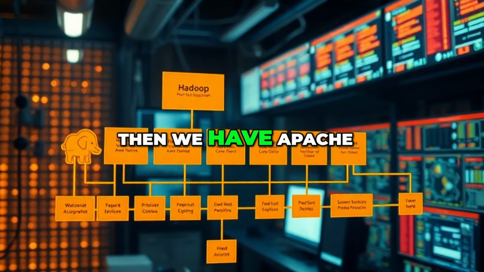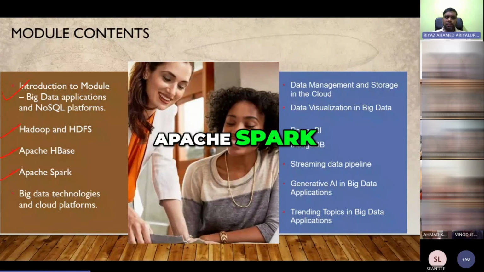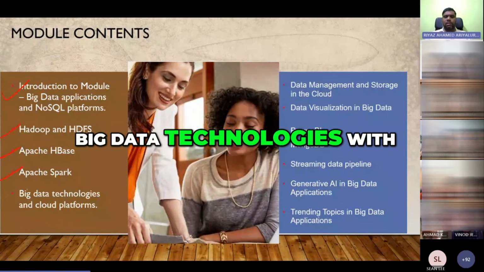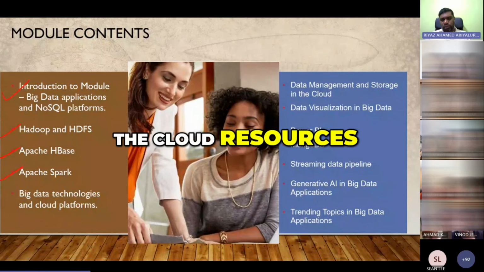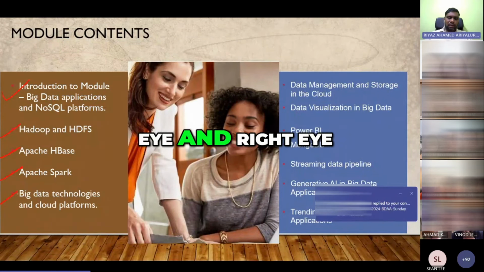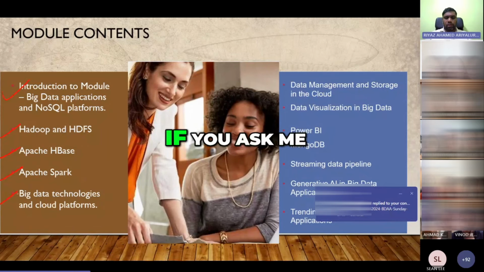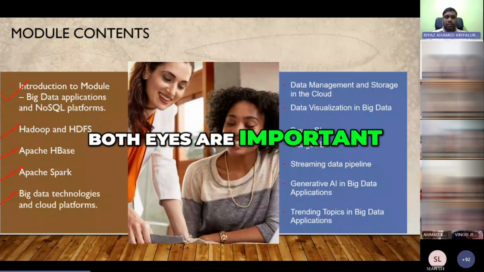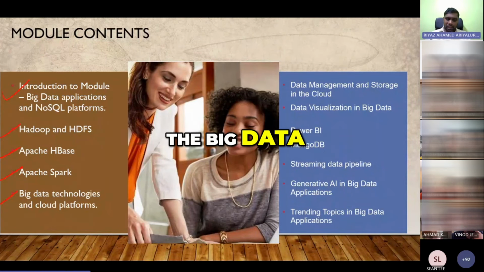Okay. Then we have Apache HBase and Apache Spark. HBase is a NoSQL platform. And then we have big data technologies with cloud resources. What are cloud resources? The cloud is like the left eye and the right eye. If you ask me which one is more important, I will say both eyes are important. As we go towards big data, we will be using the cloud a lot.